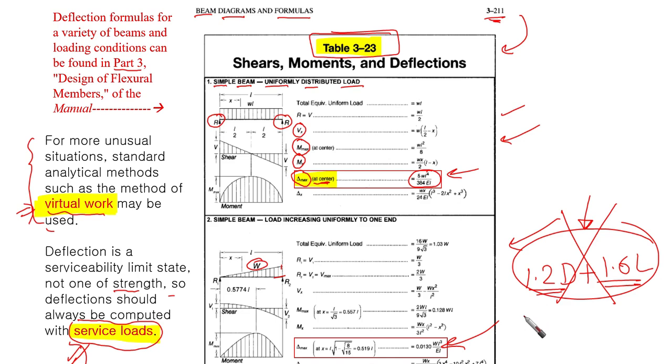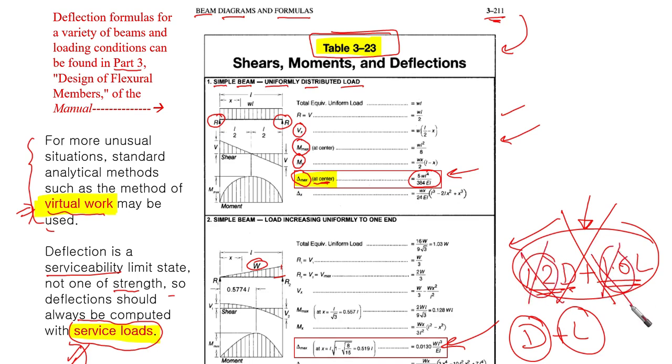But if we're talking about serviceability, then we need to use the service loads, which is dead load plus live load, or dead load only, or live load only. So if we're talking about service loads, we should not use any factors at all. Okay, because design is different than serviceability. Serviceability means the actual loads.